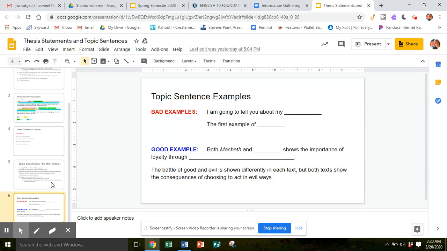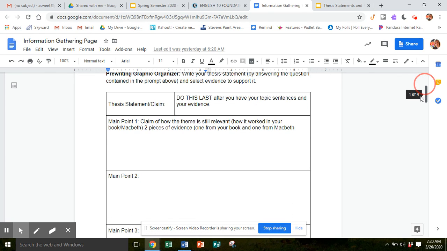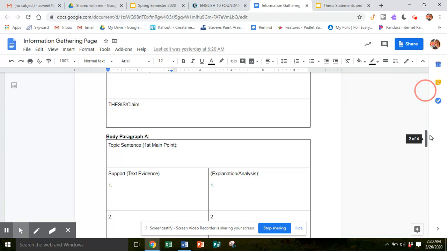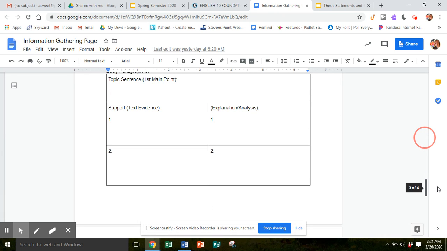Again, we give some poor examples and then some stronger examples that are a little more fill in the blank. After you review that information, go into your own information gathering packet and fill out the thesis statement up at the top. If you need to revise it, you'll put it down here, and then you'll do your topic sentences for body paragraph A, B, and C.